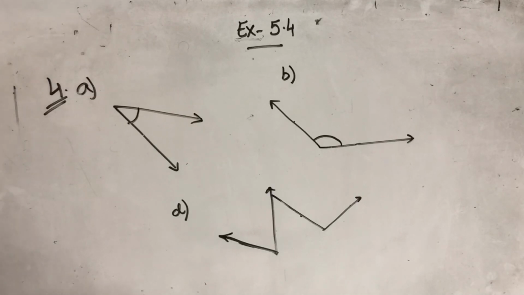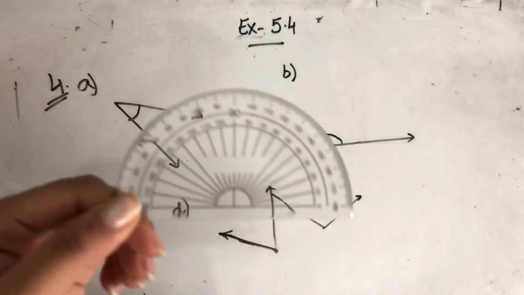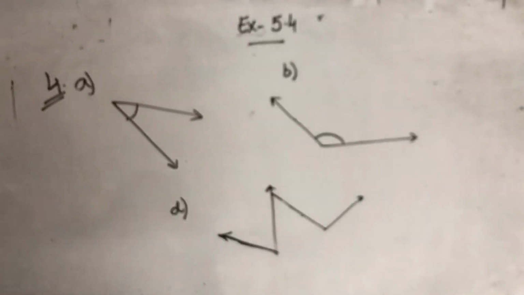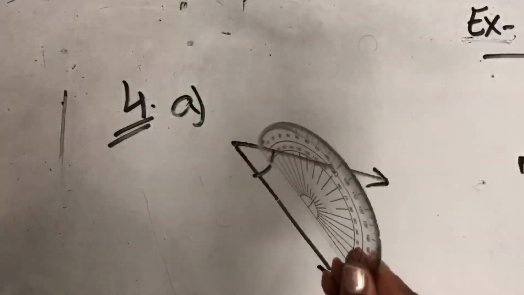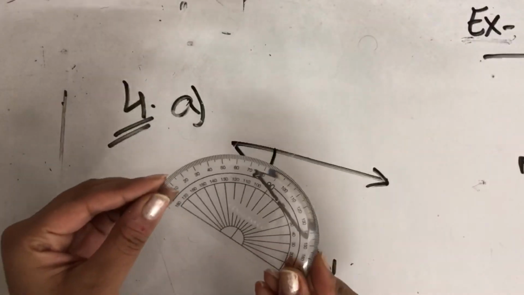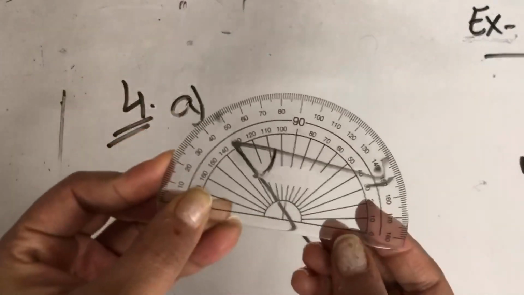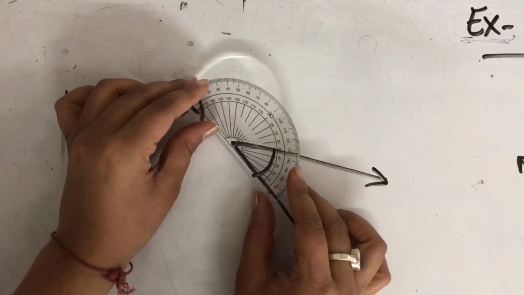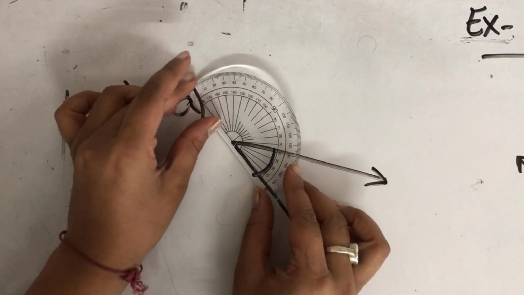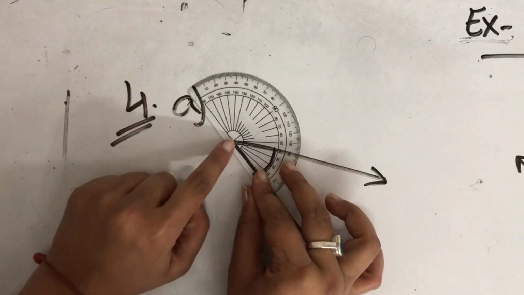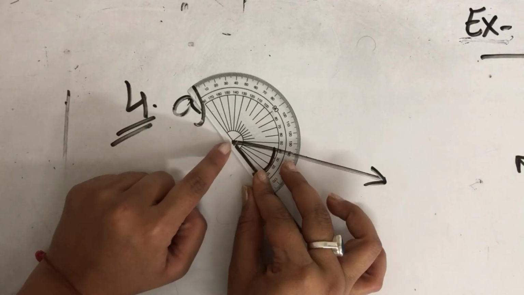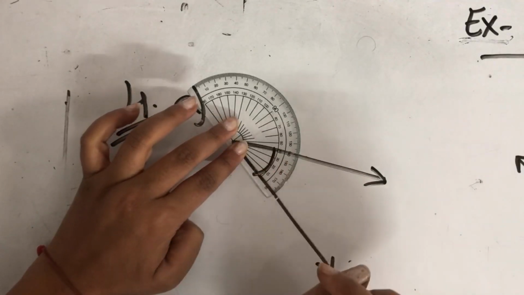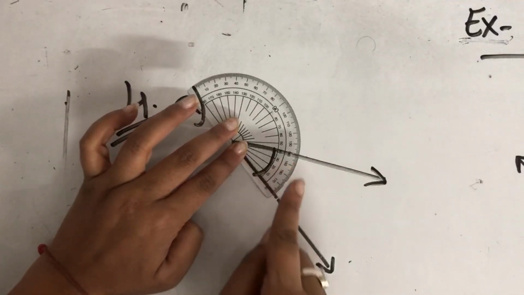Now you have to measure the angles using the protractor. Now how will you measure the angle? You will keep the protractor here, this base line of the protractor, you will coincide it with this arm. This vertex should be here. Now you will measure the angle. What is the angle?